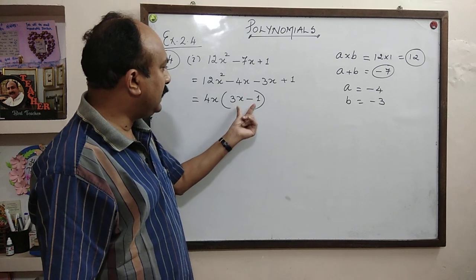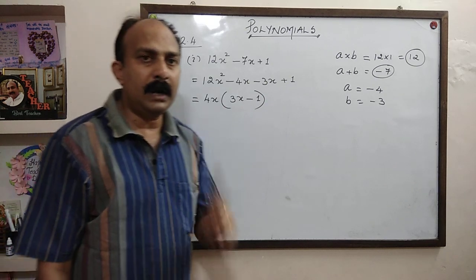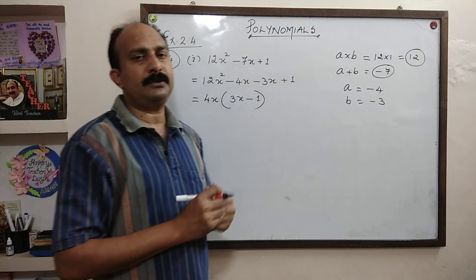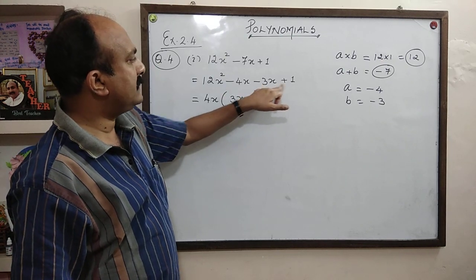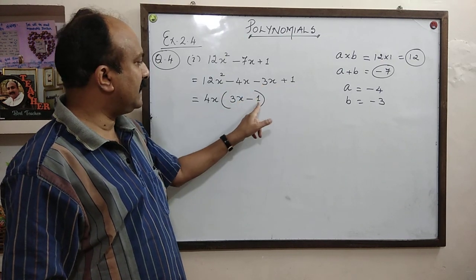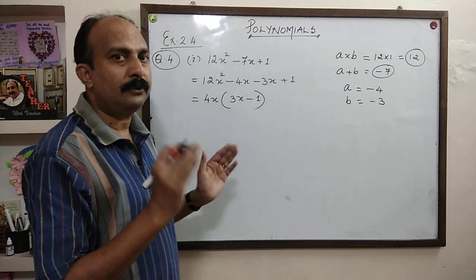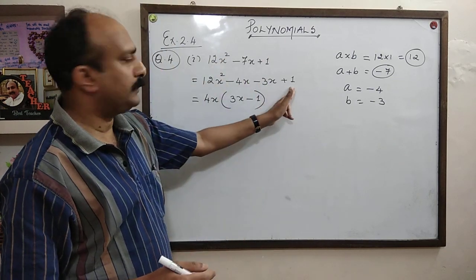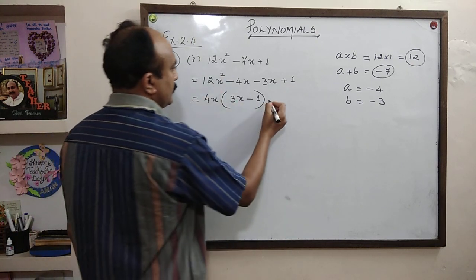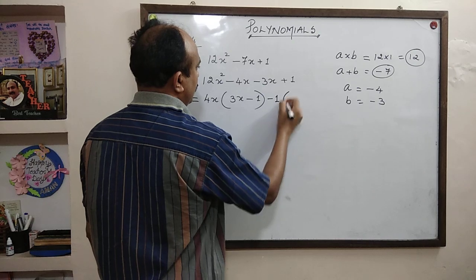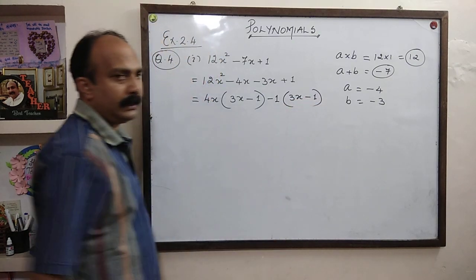Now you have to get the same bracket 3x minus 1 here also. In order to get 3x minus 1 from these two terms, you must see what is to be taken common outside. Here we have minus 3x plus 1. The terms are the same, but the signs are just reversed. So how can we make it 3x minus 1? By taking minus 1 outside. So now minus 1 common, and it will become 3x minus 1.